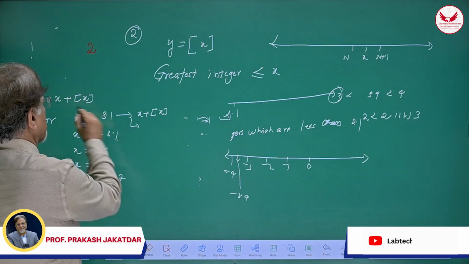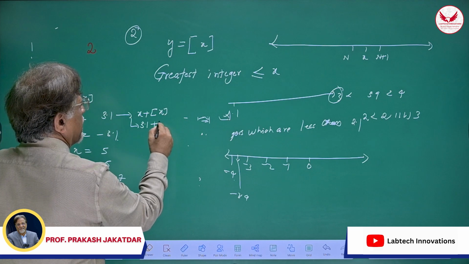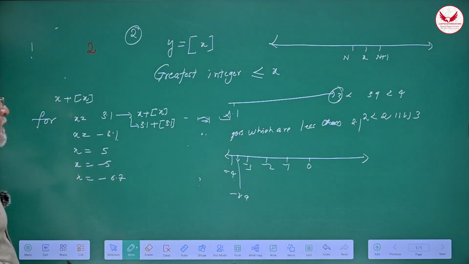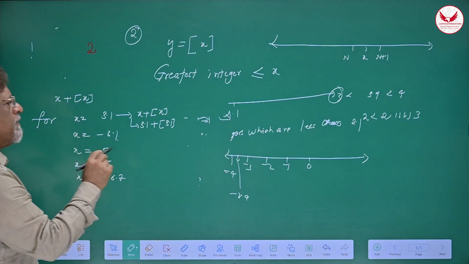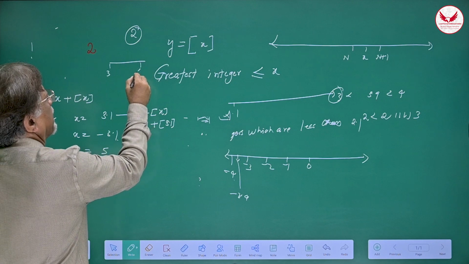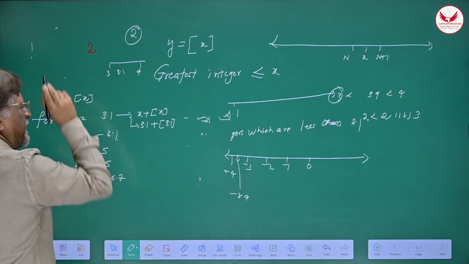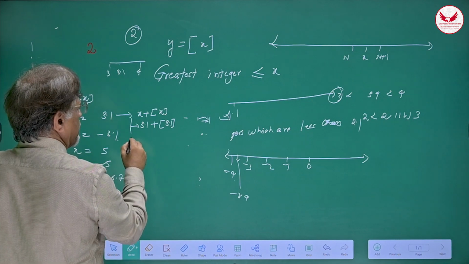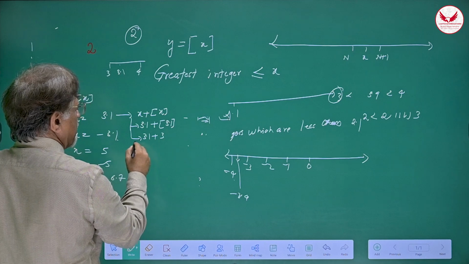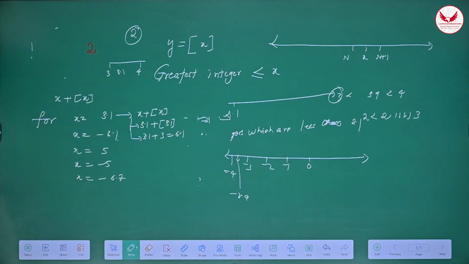So that will be, the value of x here is 3.1. So it is 3.1 plus the integral part of 3.1. Now 3.1 lies between two consecutive integers, 3 and 4. Here is 3, here is 4, and in between is 3.1. The integer to its left is 3. Therefore, this is nothing but 3.1 plus 3. So the answer will be 6.1. So the first answer is 6.1.